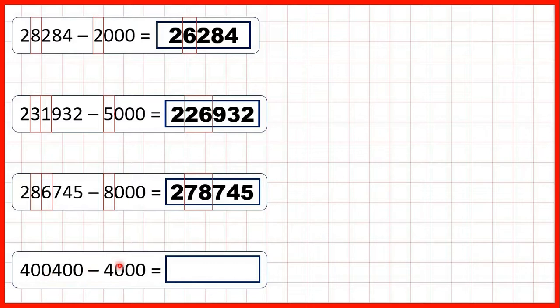And now 400,400 minus 4,000. If we highlight our thousands digits, 4 is larger than 0, and this time when we go to the left we have a 0. So that means we need to go to the left again and highlight our 100,000s digit as well. So now 400 minus 4 is 396. So our answer is 396,400 because our hundreds, tens and ones digits stay the same.